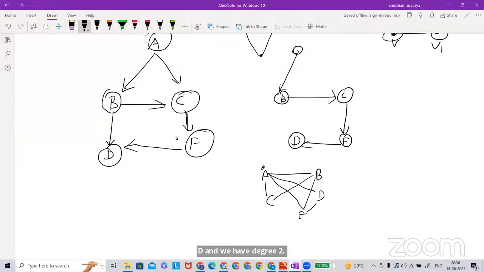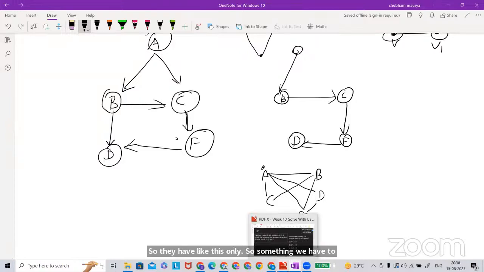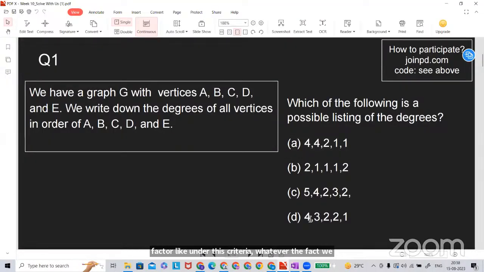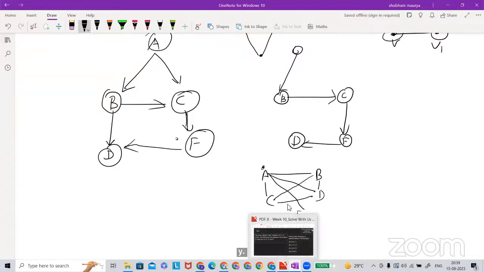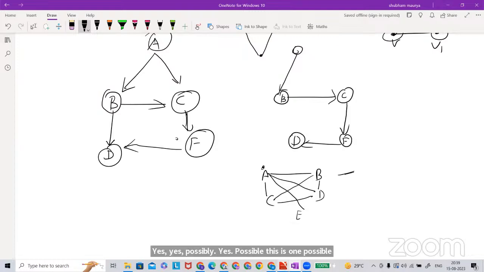Under this criteria, whatever the fact we have, using that only, D is going to be the correct one. Okay, and E has degree 1. Here is E, so the correct way we have to go. E has degree 1 only, so this is the only one. That's all. So basically, we talk about the possibilities. Yes, possible. This is one possible graph. Yeah, there may be different also.